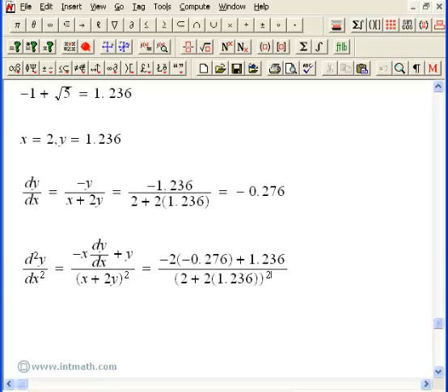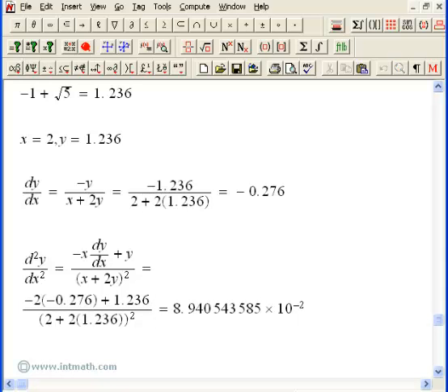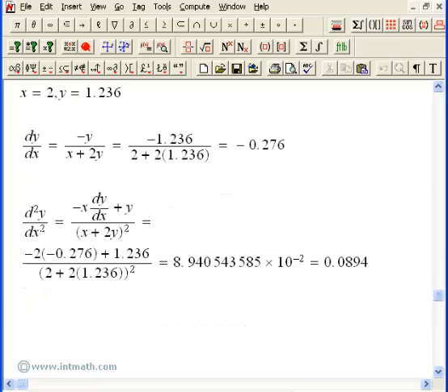And so the value that I get, which I'll put on the next line, is 8.940 times 10 to the minus 2. And writing that not in scientific notation, it's going to be 0.0894. And that's the answer. So I can conclude that the second derivative is 0.0894, and that's the end of the question.